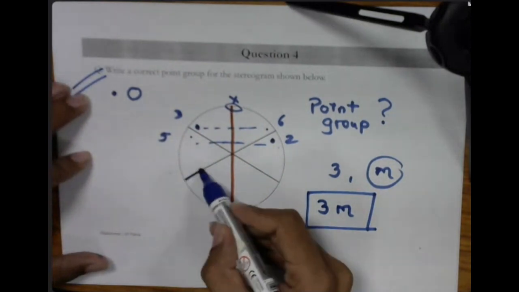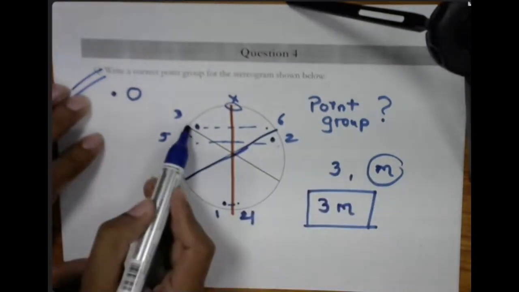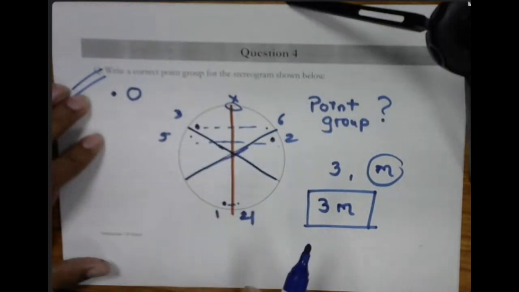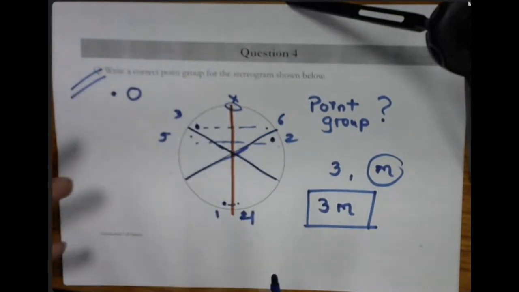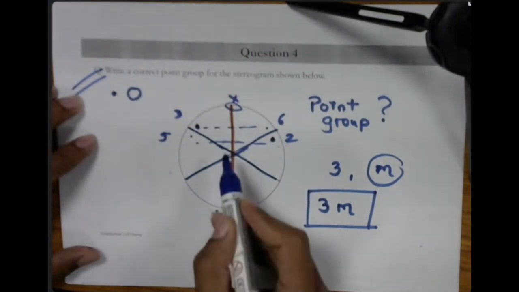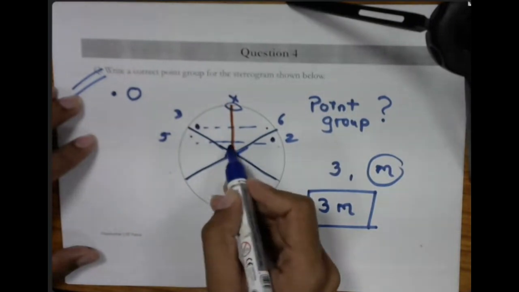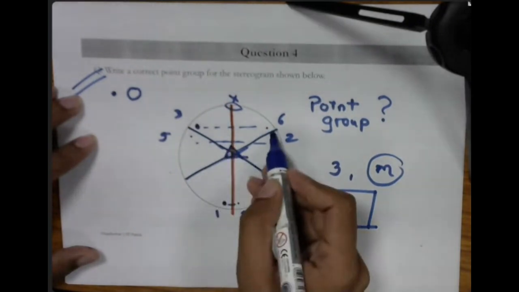Along with that, we can see that these are the by default generated mirrors. Obviously they are of the same kind, they are of the same nature. If I rotate the first mirror by 120 degrees, I will get the second mirror.